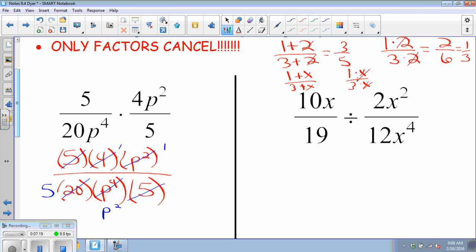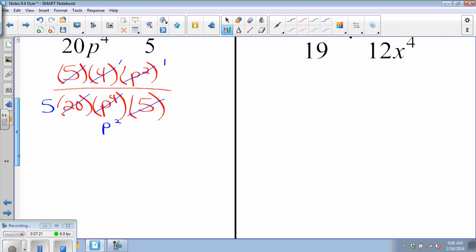Okay? And so my simplified answer, what's left on top? Just 1, okay? Not 0. It's just 1. When you reduce, nothing reduces to 0. Okay? And so what's left on the bottom? 5p squared. Now, my answer is 1 over 5p squared. That is the simplified answer.